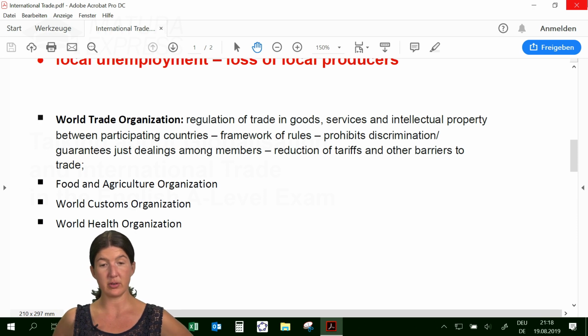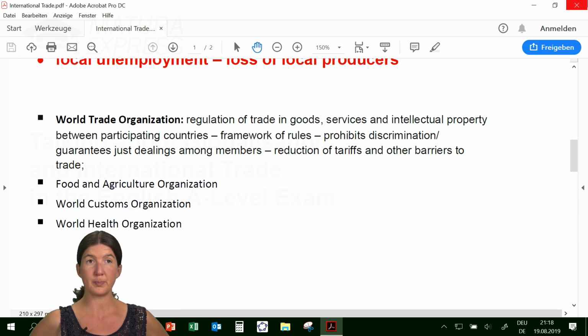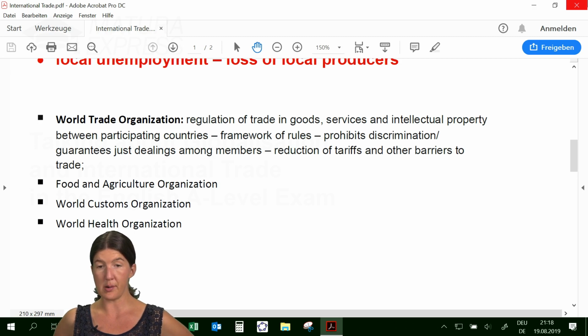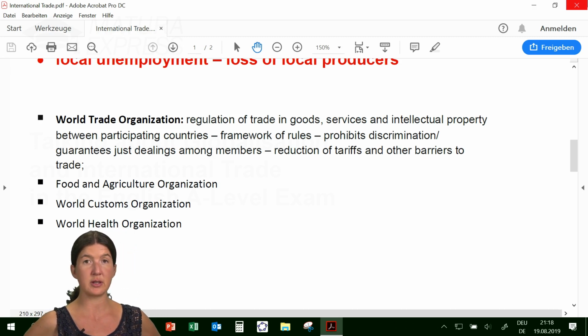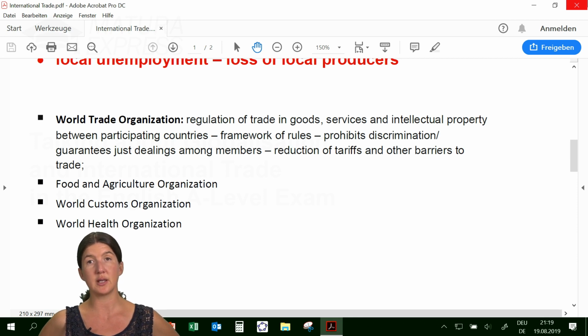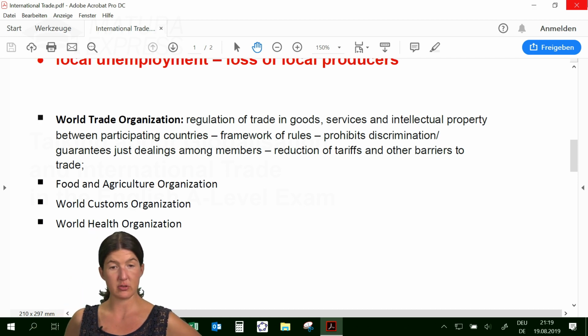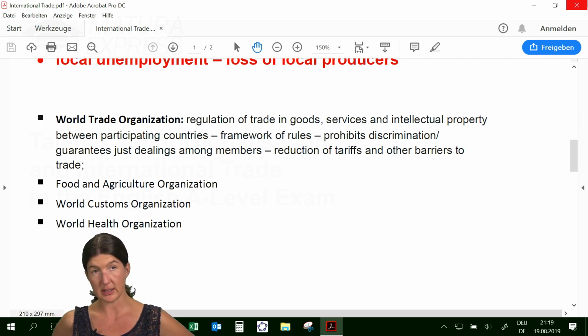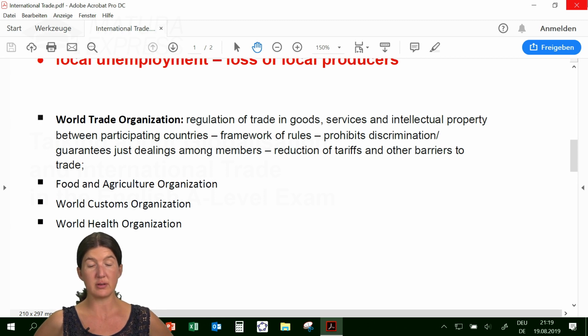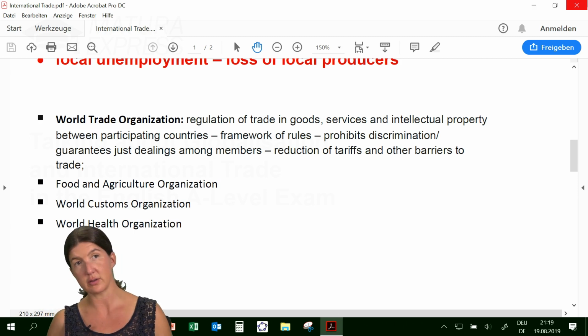The World Trade Organization gives a framework of rules on how trade should be done. They try to basically prohibit discrimination. So they try to make sure that the whole trade within all the participating countries is sort of fair. Critics of the World Trade Organization say that's not true, but that's a different story. So the World Trade Organization guarantees just dealings among the members, just is gerecht in this case. So they have to treat each other respectfully, and they are not allowed to breach the respective other countries' laws and so on and so forth.